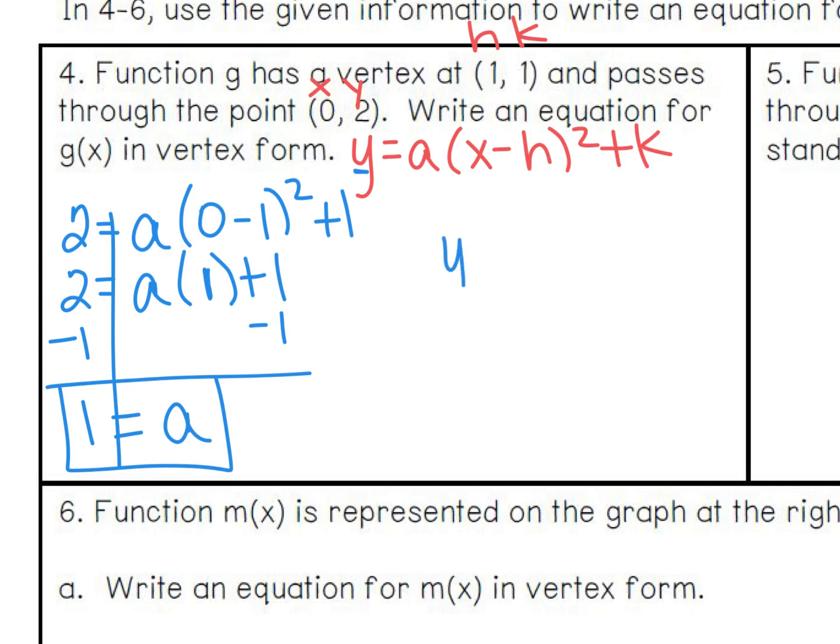Yeah, we're going to say y equals. You could put that 1 for the A since we just did all that work to find it. And then you have x minus 1 quantity squared plus 1. You're essentially just rewriting this part and putting x instead of whatever the number was.